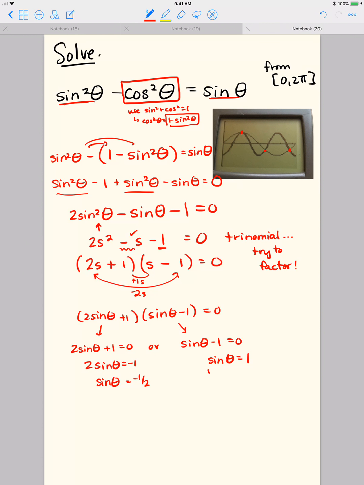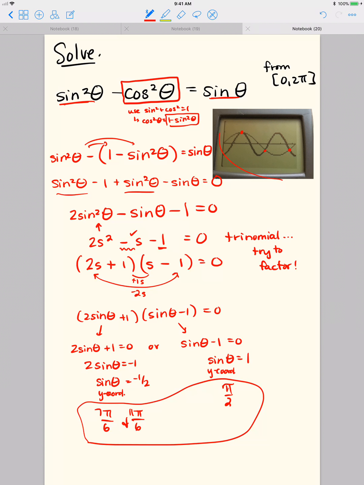So for sine of theta equals 1, remember that's the y-coordinate. And the y-coordinate is only 1 up at pi over 2. So we have one of our answers up at 90 degrees. And the other one is, where is the y-coordinate negative 1/2? So the y-coordinate's negative down in quadrants 3 and 4. And if you look at your unit circle, you'll see that your y-coordinate is negative 1/2 at 7 pi over 6. And your y-coordinate is also negative 1/2 at 11 pi over 6. So you have three solutions.